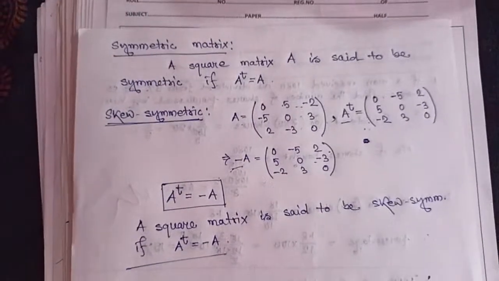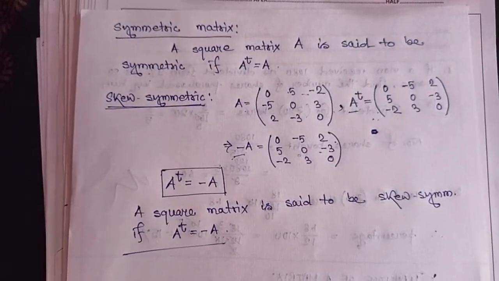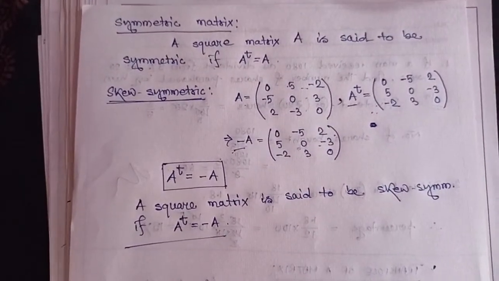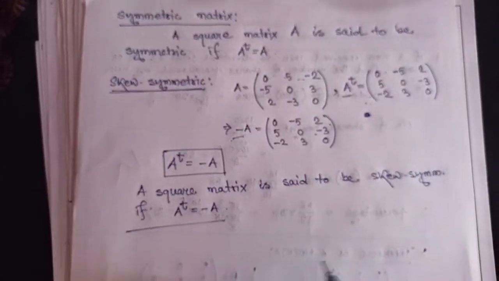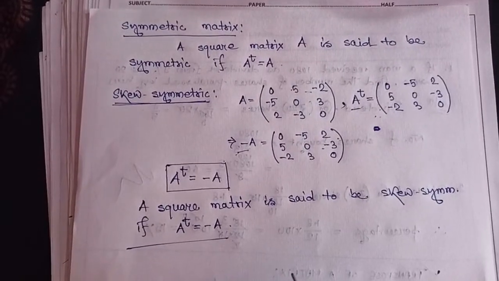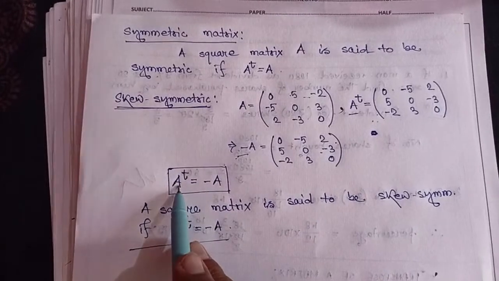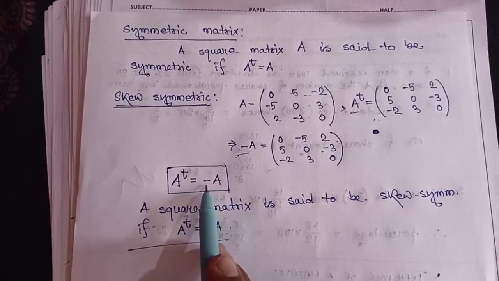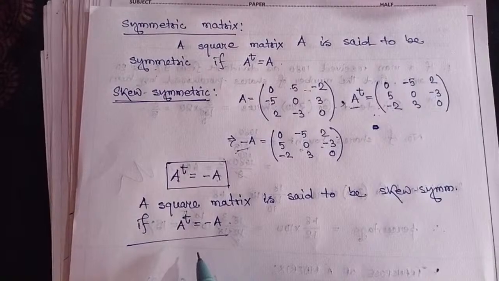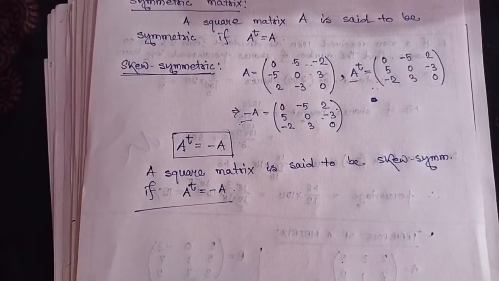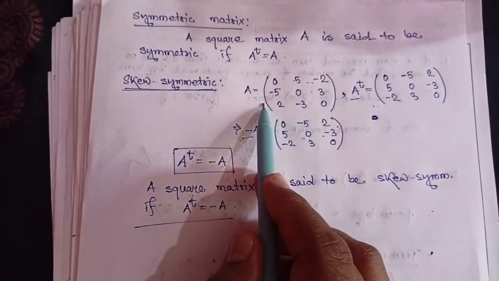The first one was A transpose equals A, then symmetric. A transpose equals minus A, then it is skew symmetric. It means after taking the transpose, if we get back the same matrix, then that is called a symmetric matrix. After taking the transpose, if we get the negative of that matrix, then that is a skew symmetric matrix. So now I will discuss the short trick, how I have created this matrix. Listen.